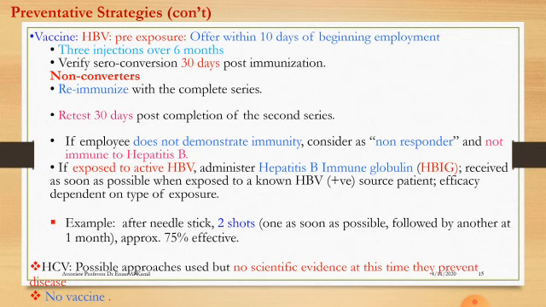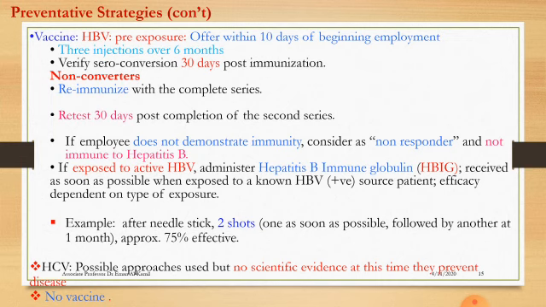But unfortunately, some individuals will not develop these antibodies after 30 days or after the schedule of vaccination. So re-immunization with the complete series, another 3 shots, should be given to the individual. And then we are going to retest the individual for the hepatitis B surface antibody 30 days after the completion of the second series.